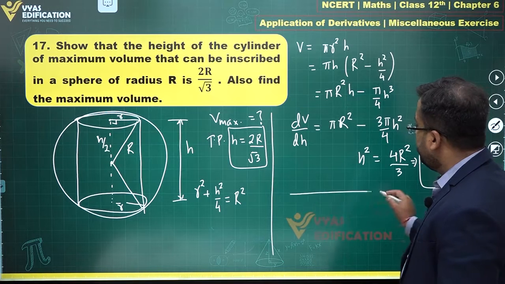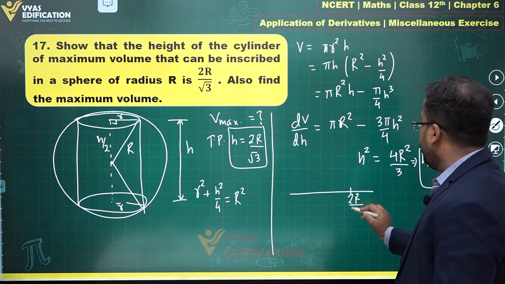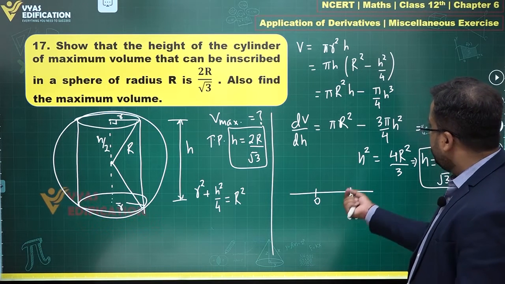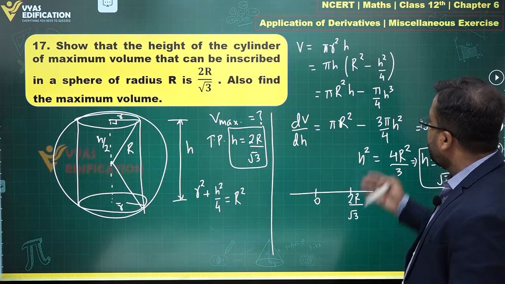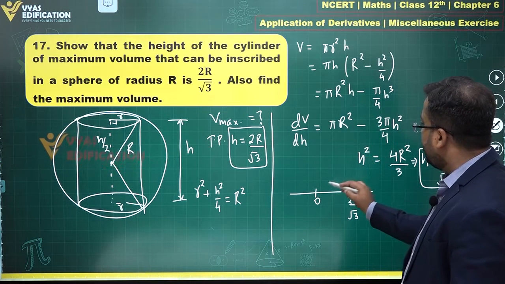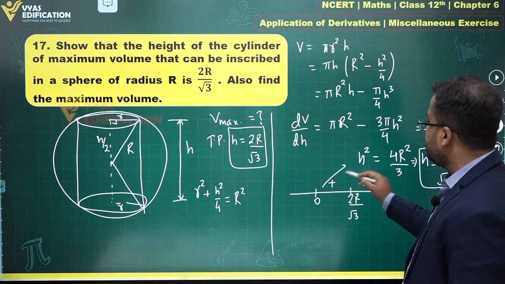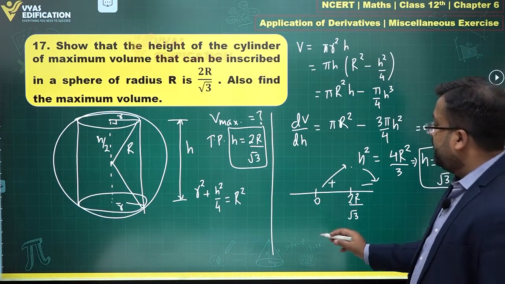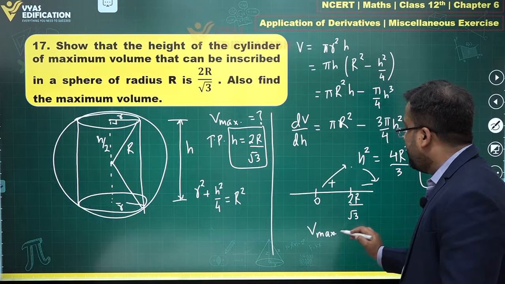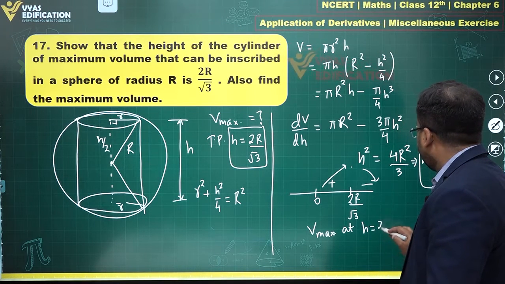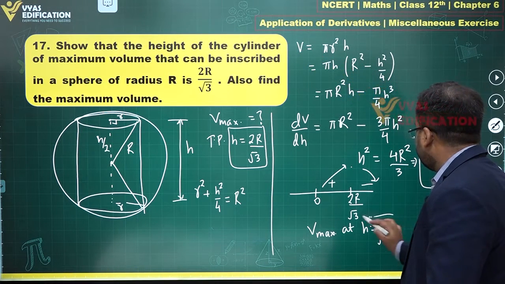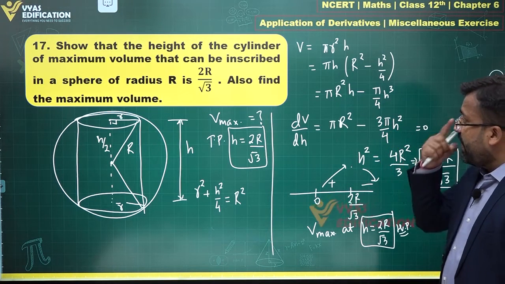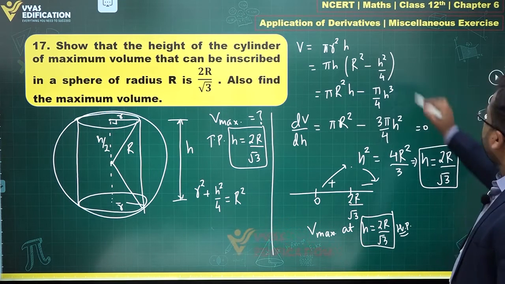And if you observe, right, the critical point is 2R by root 3, and you have one value 0. So before the critical point, the derivative will be positive, and after it, it will be negative. So the increasing and decreasing behavior will tell me that you have a maxima at this particular point, right? So the volume is maximum at h equals 2R by root 3. This is what we wanted to prove, hence proved. The next thing that you are interested in is finding V max, right? So let's find the maximum volume.